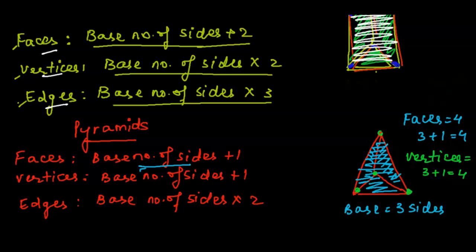Let's test the edges. We have 1, 2, 3, 4, 5, and 6. So the edges formula is base number of sides times 2. We have 3 side lengths times 2, and that would give us 6. So this is how we make our life easier in order to find out faces, vertices, and edges in prisms and pyramids.